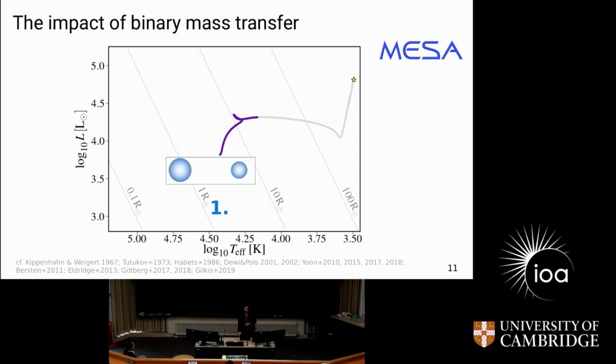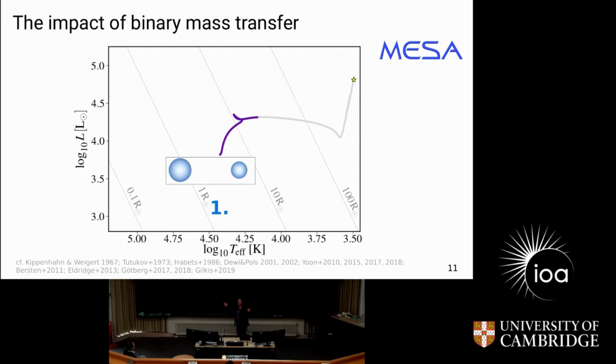So let's talk about the impact of binary mass transfer, just for a minute, to really understand what it does to stars. On this plot, we have an HR diagram where we see the typical evolution of a single star of about 10 solar masses, shown in gray. It evolves like a typical single star and will, at the end of its life, explode as a red supergiant, and basically only evolve towards the right side of the HR diagram.